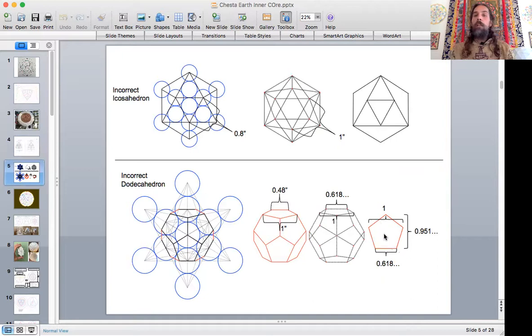So, if we're looking at the pentagon faces of the dodecahedron from above, we have to have 1 to 0.618, because that's what that form is as a platonic solid. This would be 0.48 inches on the back edge, which means this would taper quite a bit in there. So, just further clarification on that.